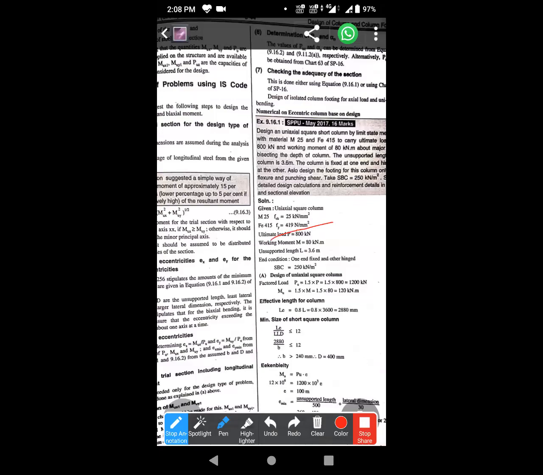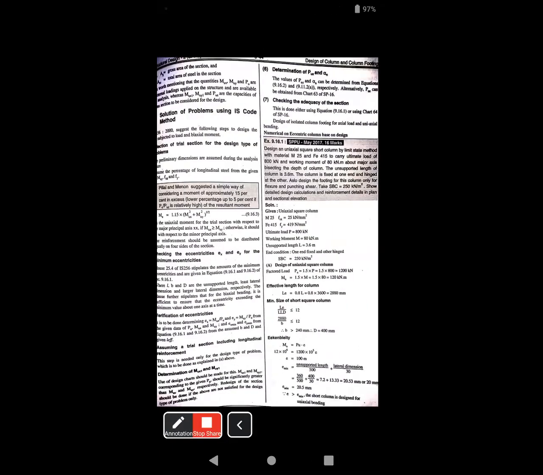Here you are given the grade of concrete, then the ultimate load, then the working moment of 80 kilonewton meter about the major axis bisecting the depth of the column. The unsupported length of the column is 3.6 meter. The column is fixed at one end and hinged at the other end.